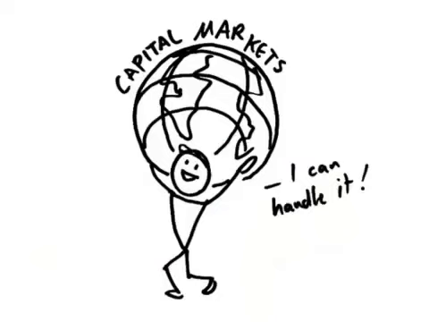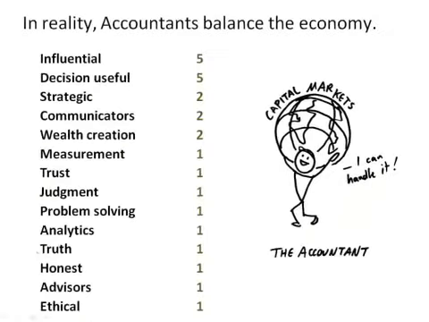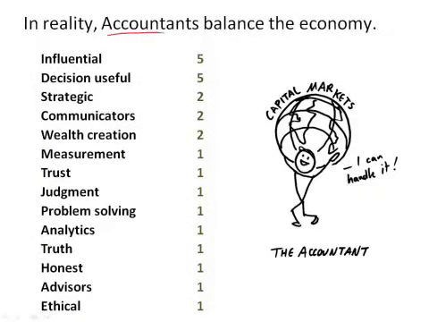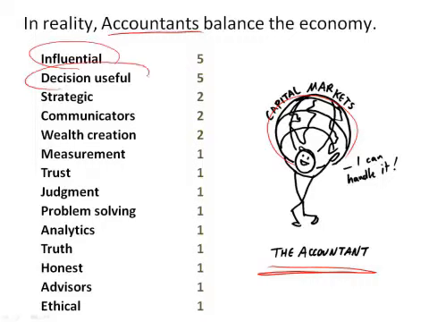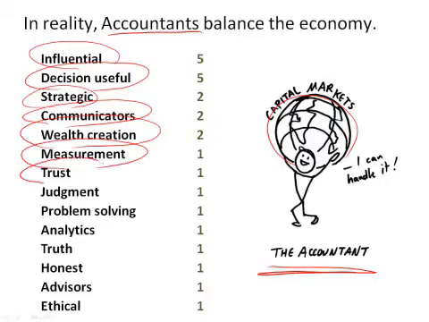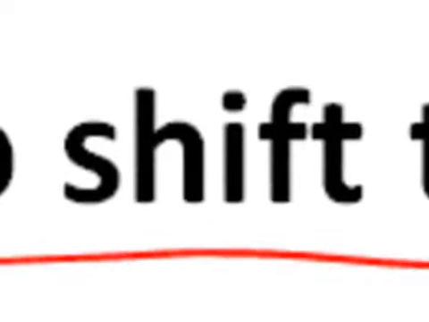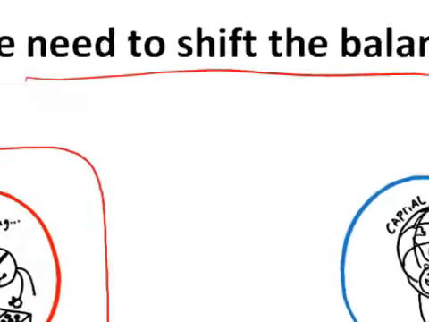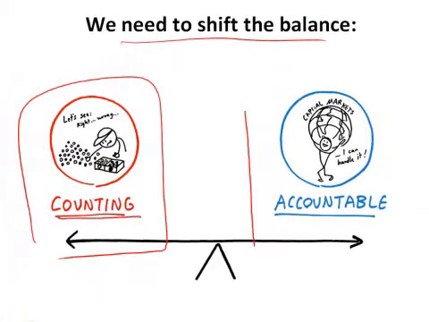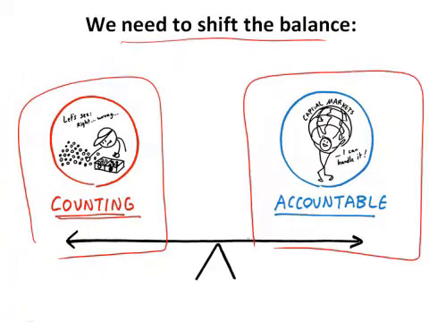What we want to do is emphasize the more powerful words that are also associated with accounting, that accountants in reality play a much more critical role of actually balancing the entire global economy. They're influential. They make decision useful information. They're strategic. They should be good communicators. Being an accountant is all about wealth creation. How? Through measurement and trust, making good judgments, effective problem solving, etc. The objective for those organizations, we need to shift the balance of how accounting is perceived from bean counting to the accountability of balancing the economy.